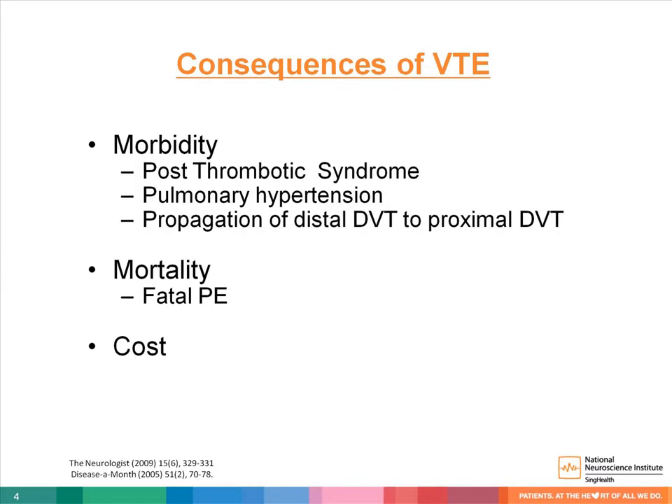VTE has serious consequences. DVT can be complicated by post-thrombotic syndrome. These patients experience chronic and persistent pain and swelling. Approximately 30% of the patients who have had the DVT will suffer a PE. In about one-third of these patients, it is fatal. Pulmonary hypertension may develop in some patients who survive their PE.